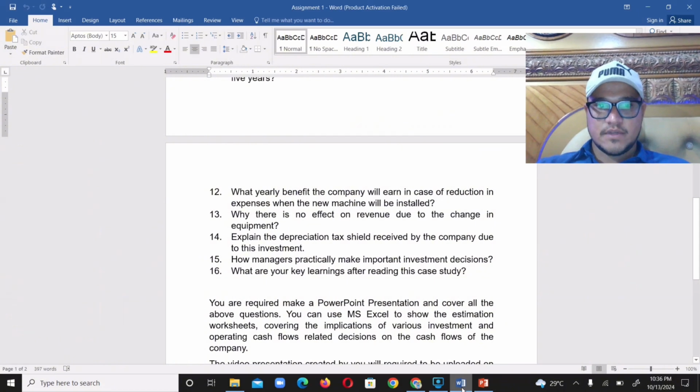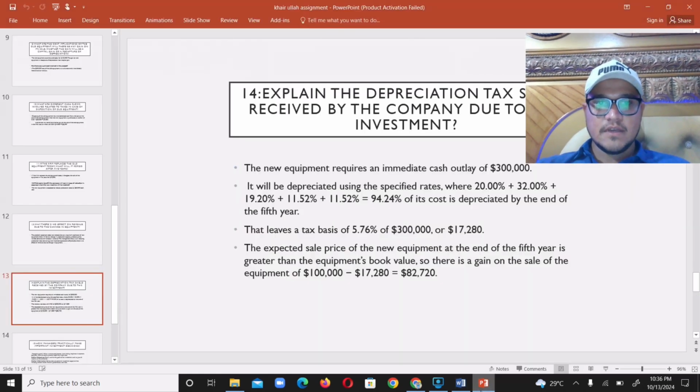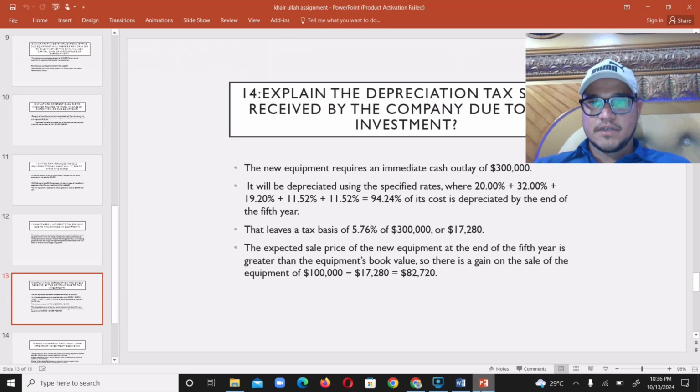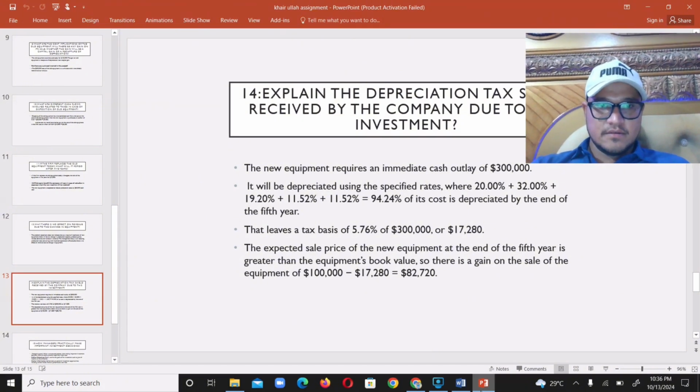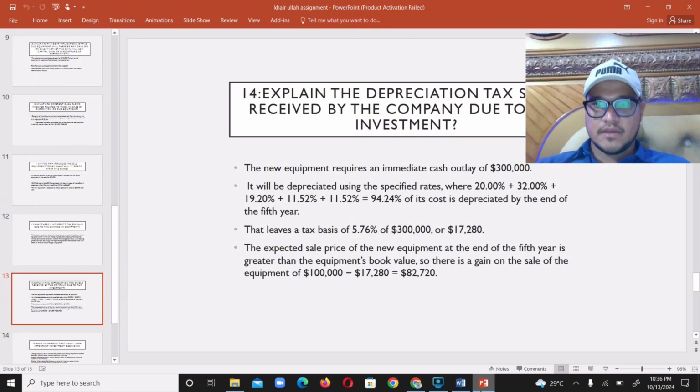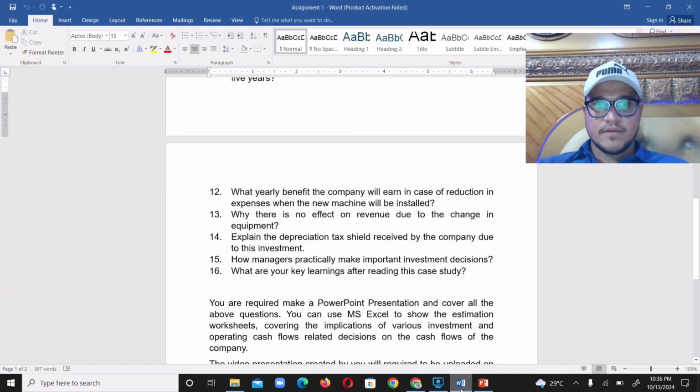Okay, then question number 14. Explain the depreciation tax shield received by the company due to this investment. The new equipment requires an immediate cash outlay of 3 lakhs, and we go through these. The expected sale price of the equipment at the end of the fifth year is greater than the equipment book value, so there is a gain on the sale of the equipment of 82,720.